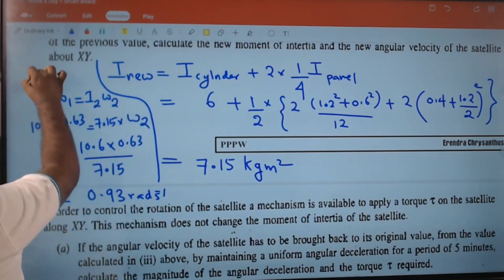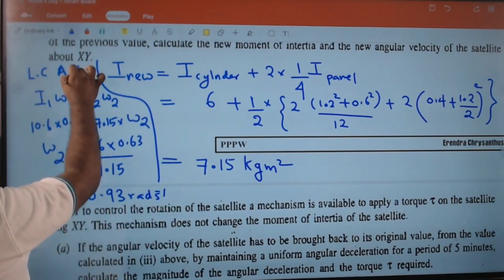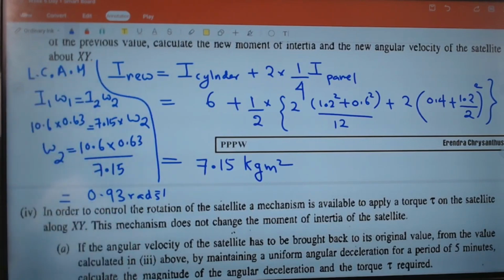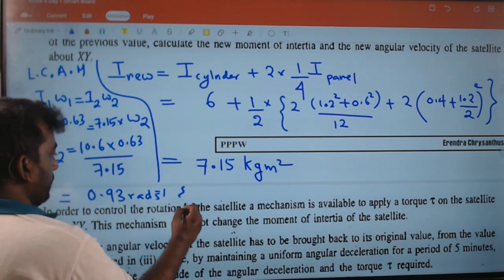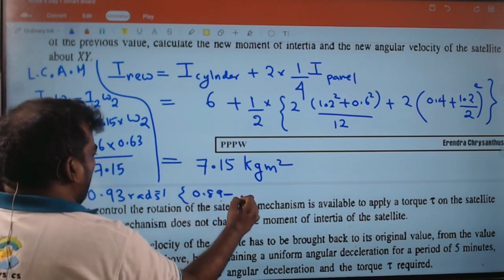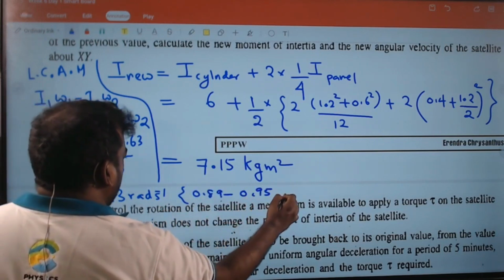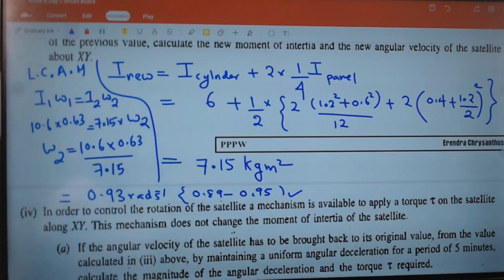Remember the law of conservation of angular momentum. In the marking schemes they give you a small range: 0.89 to 0.95 accepted. Right? Okay.